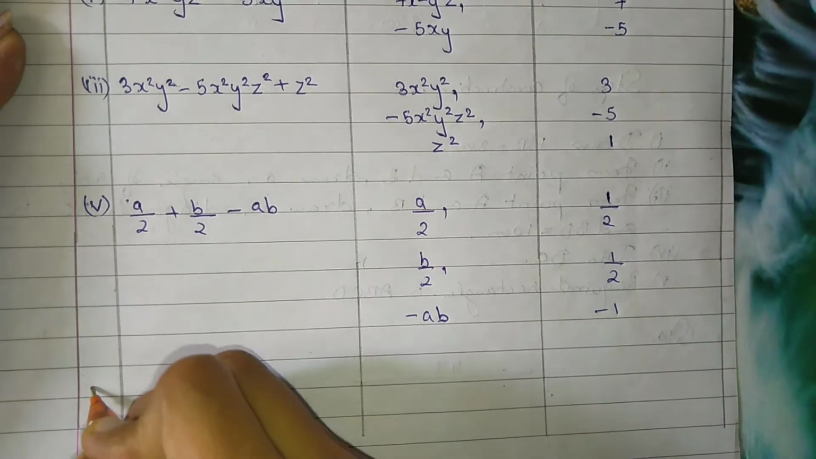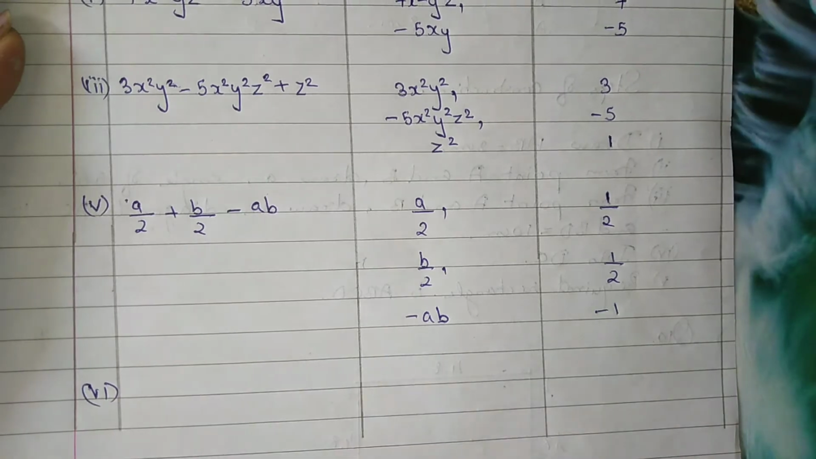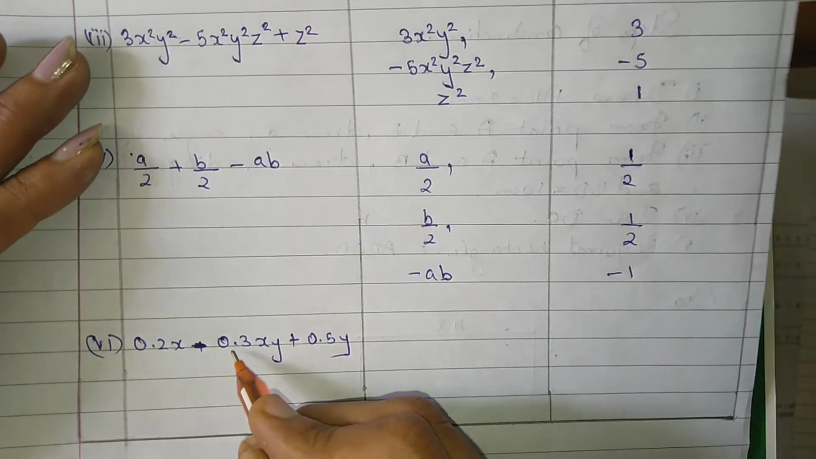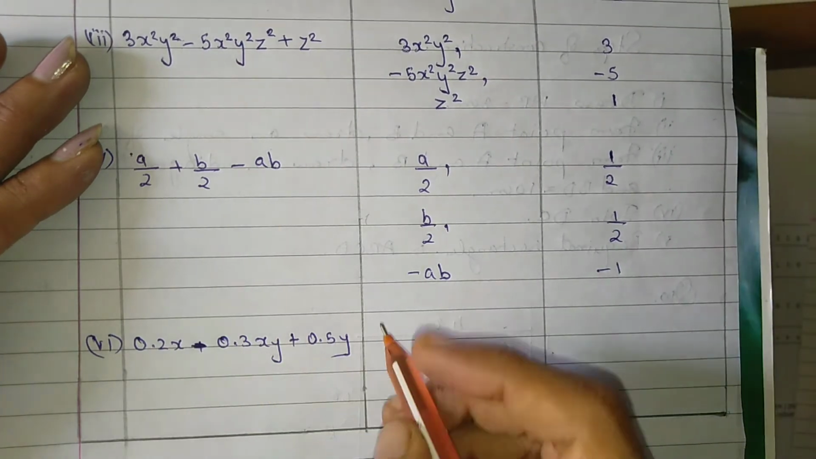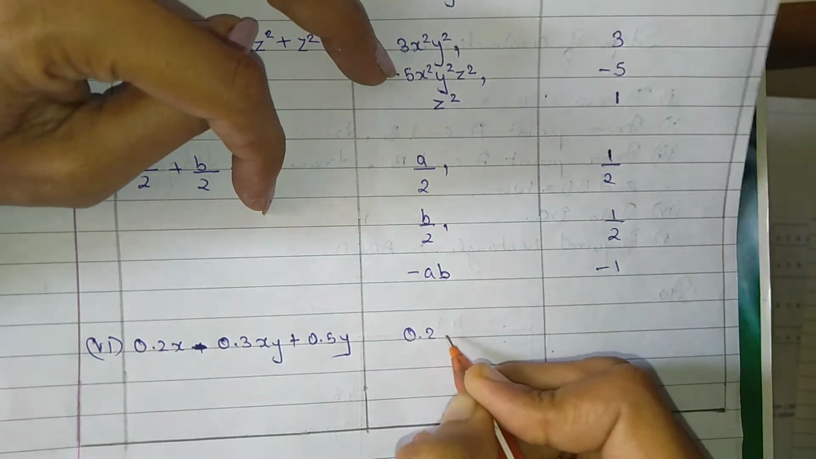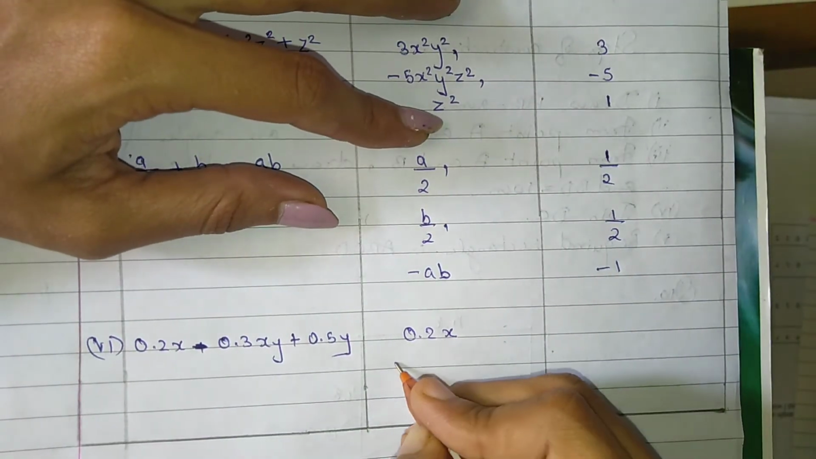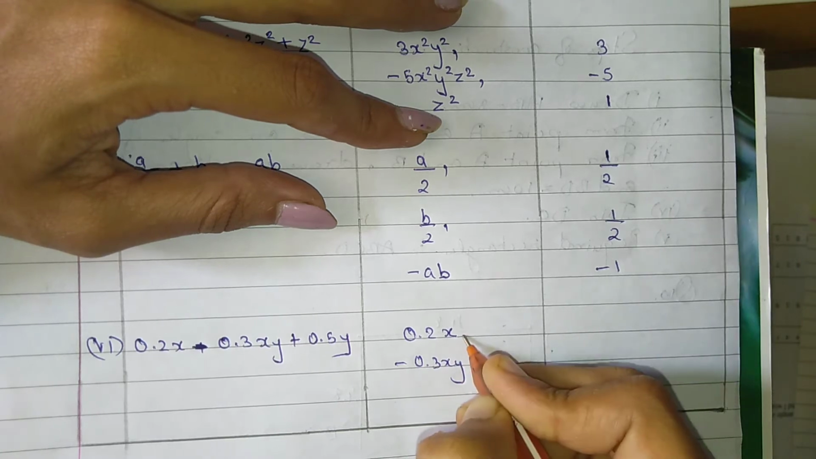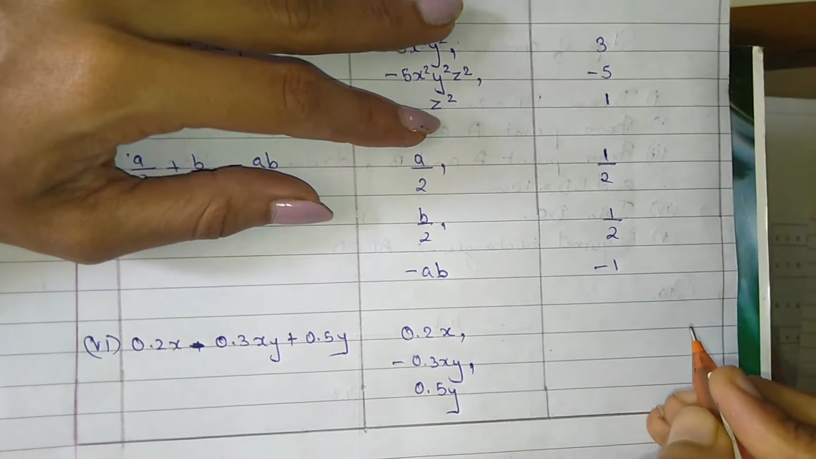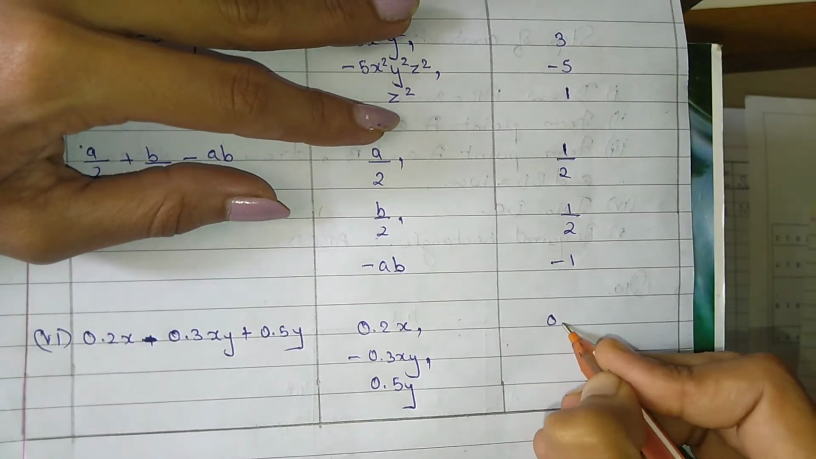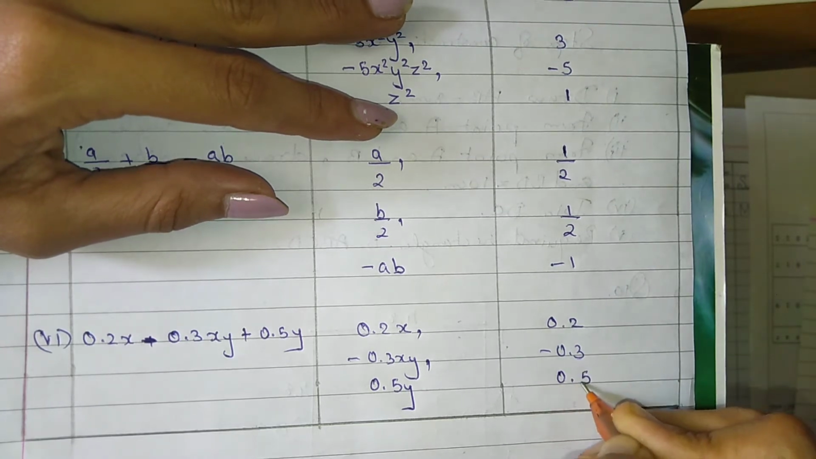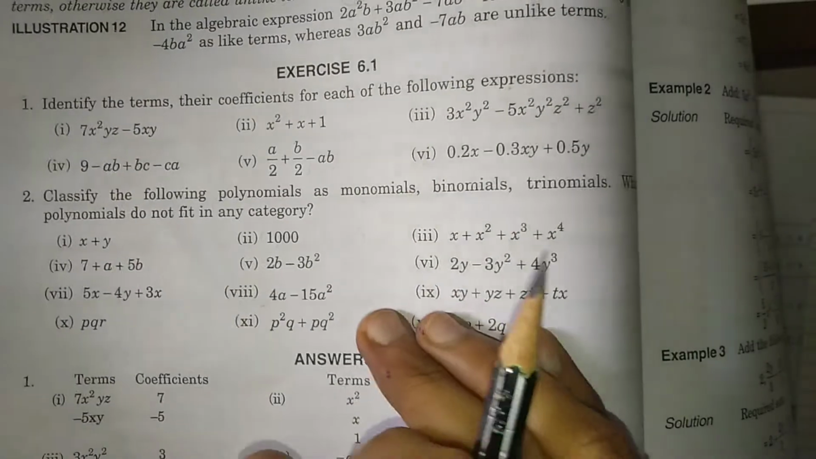Now sixth one, 0.2x minus 0.3xy plus 0.5y. So here there are 3 terms: 0.2x, minus 0.3xy, comma, and 0.5y. Now coefficients are 0.2, minus 0.3 and 0.5.